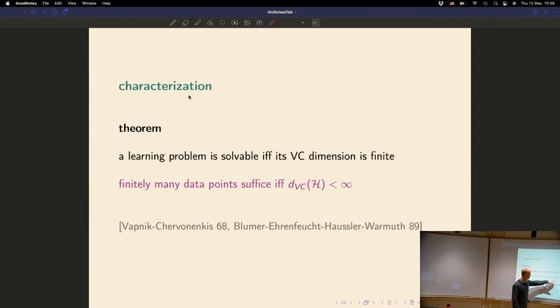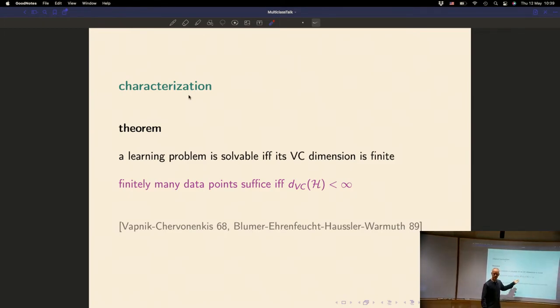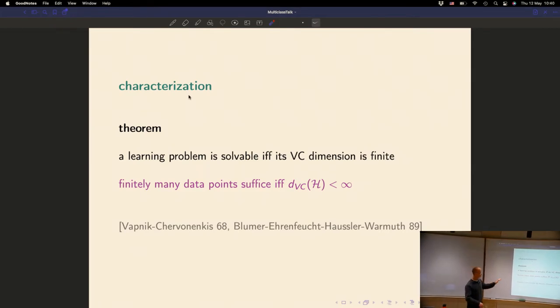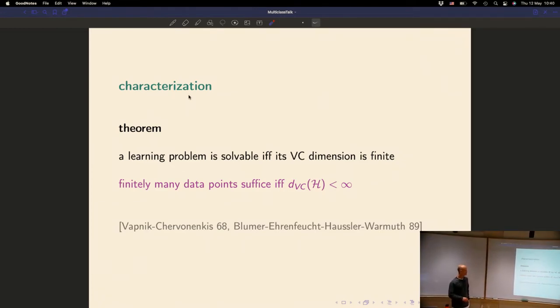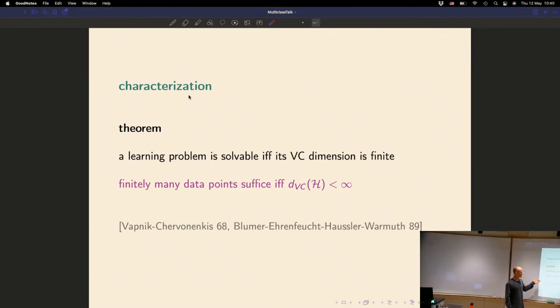The important thing is that right now, I guess, everybody knows what the VC dimension is? So I will define it later, but for now the only thing we need to know is that it's a number or infinity, and it depends only on the concept class. So this theorem answers the question: for which classes H can we learn, in a very, very specific model of learning.